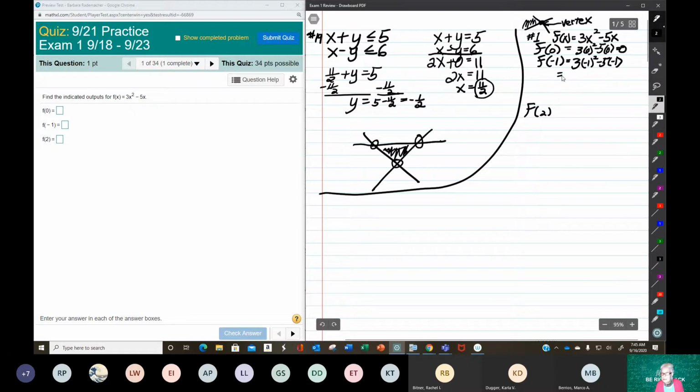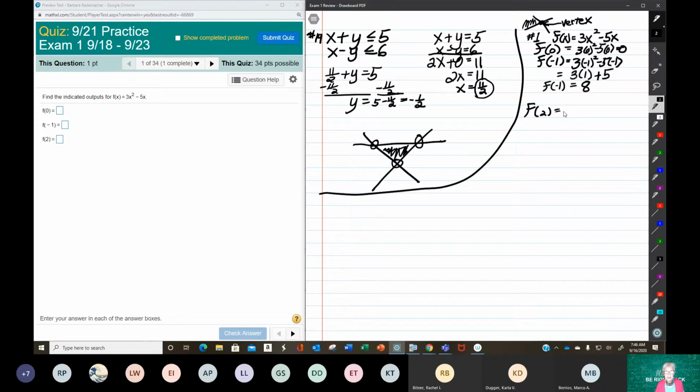Okay, so this is going to be 3 times (-1) squared. The 2 just goes to the -1. So this is -1 times -1, which is +1. So this will be 3 times 1. Then minus 5 times -1 is plus 5. Now you've got 3 times 1 is 3, plus 5 is 8. So f of -1 is going to equal +8.